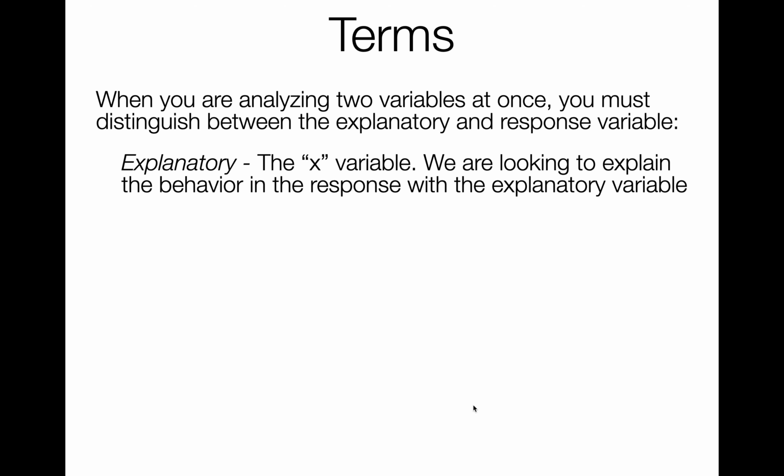So the explanatory variable is what we'd often call the X variable. Most of the time we're going to be looking at these variables and relationships on the Cartesian coordinate system, or the XY plane as you often know it. Okay, so why is it called explanatory? We're looking to explain the behavior of the response with the explanatory variable.